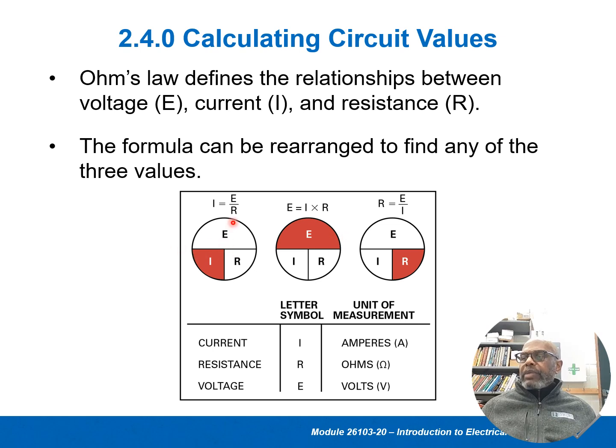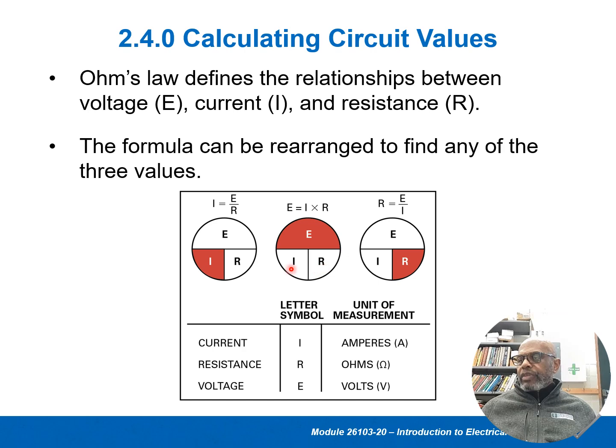Okay, we've got three different formulas. Let's start with this one first in the middle. We can make what we call a pie chart. Basically, it has the three things: we have voltage, we have resistance over here, and we have current over here.